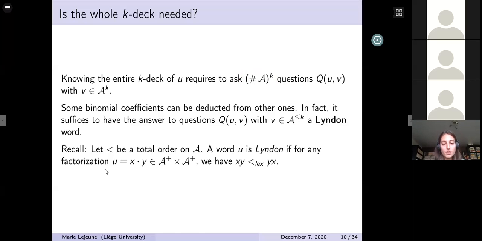So just to recall, if I have a total order on the letters of my alphabet, a word is Lyndon if for any factorization of it into 2 non-empty words, the word is lexicographically smaller than its conjugate. And how is it that it's sufficient to ask questions for Lyndon words? Let's look at the result.